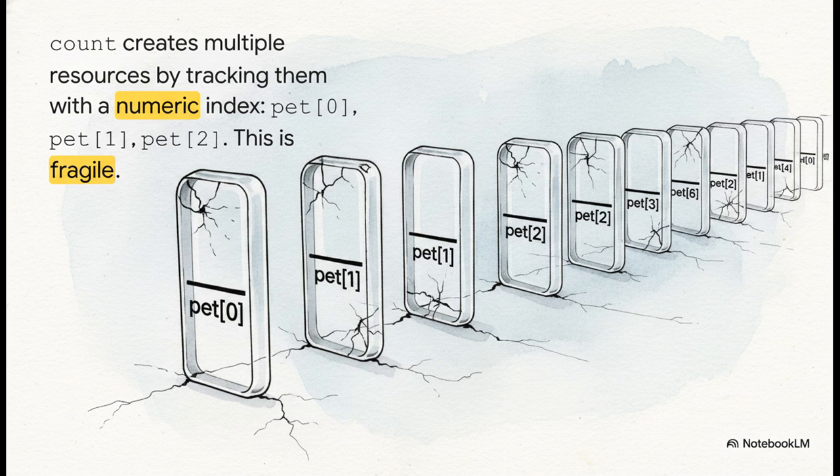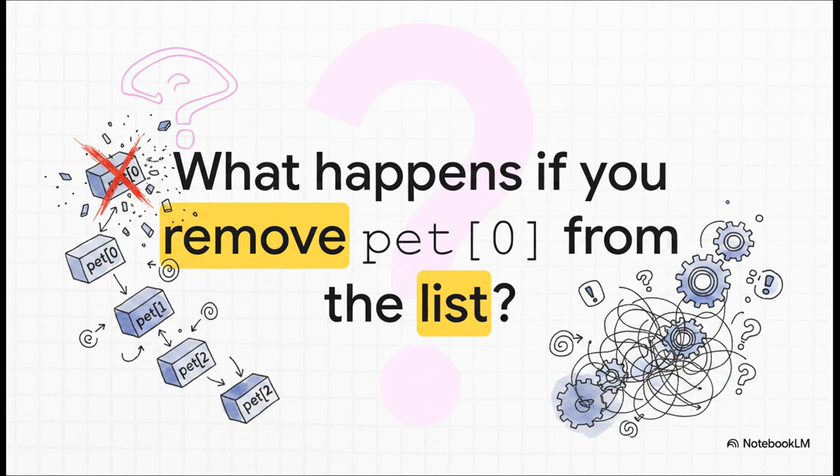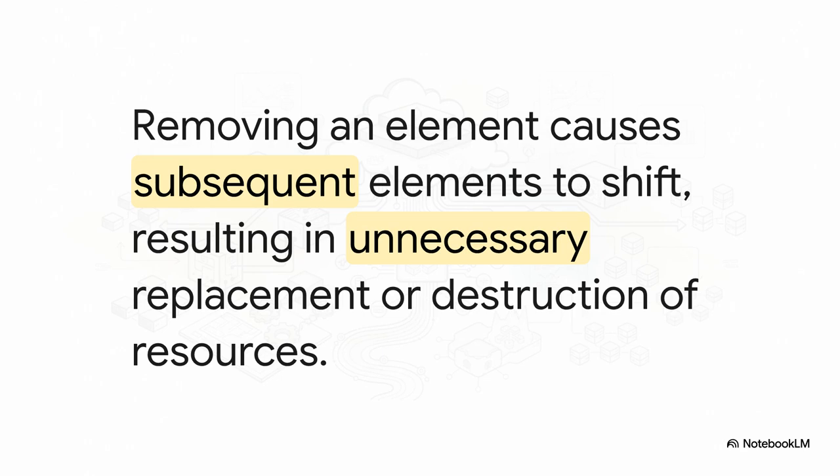Seems simple enough, right? But, and this is a big but, its simplicity is actually a trap. Let me ask you this. What do you think happens if you just delete the very first item from the list you're feeding to count? You'd probably think Terraform is smart enough to just delete that one resource. Makes sense, right? Yeah, not so much. This is what we call the index shifting nightmare.